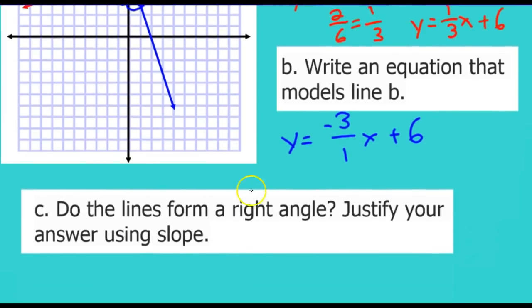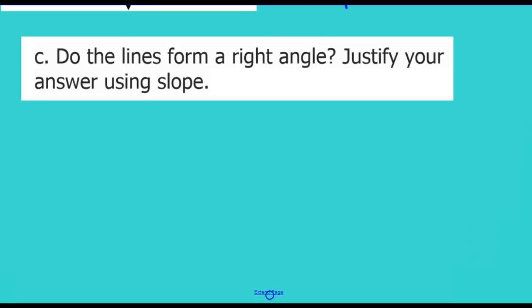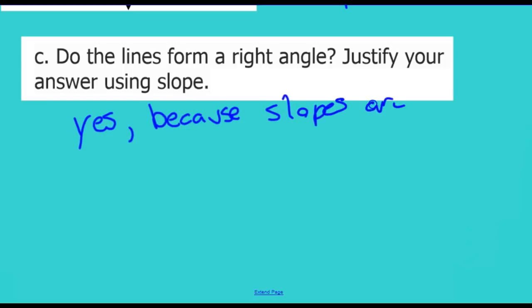So it says, do the lines form a right angle? Well, we have to look at our slopes. Our first slope was 1/3. Our second slope was negative 3 over 1. So yes, they do, because they are negative reciprocals.